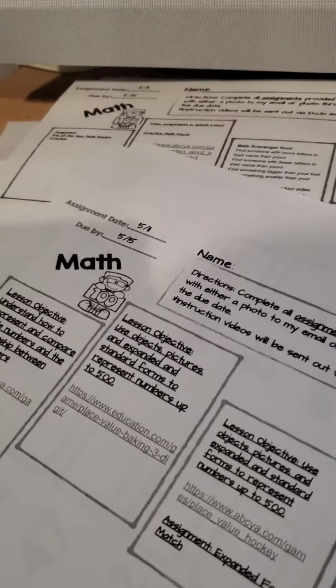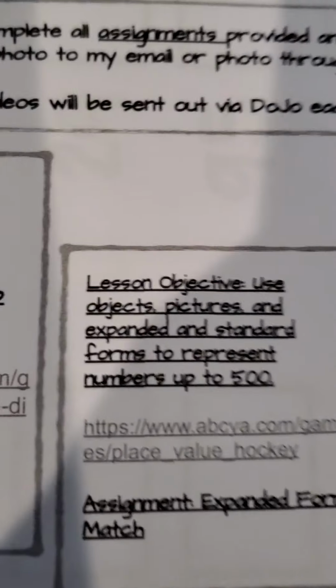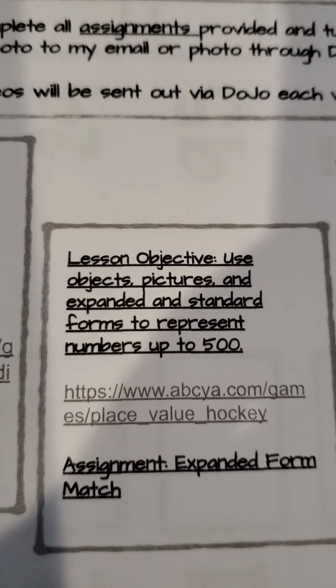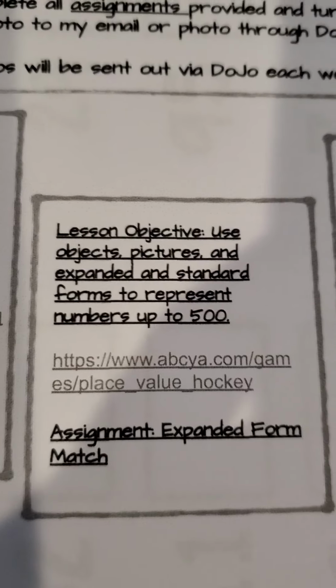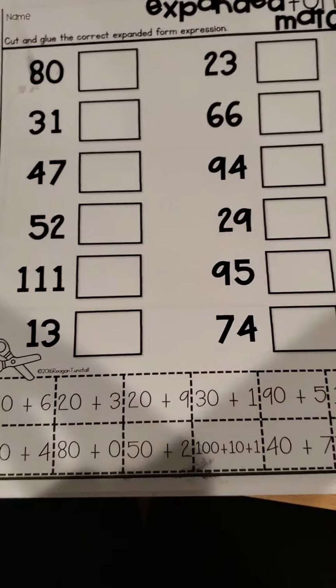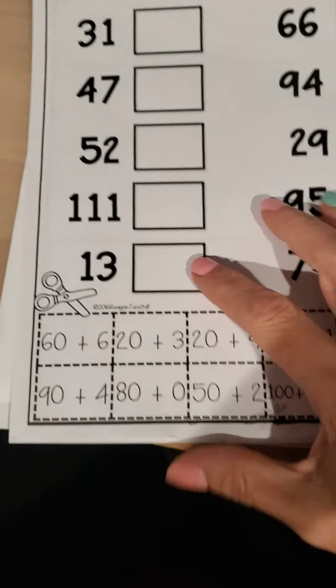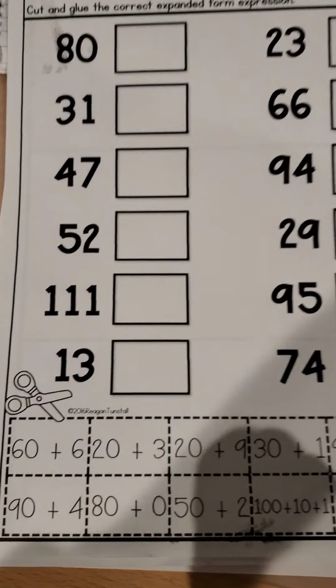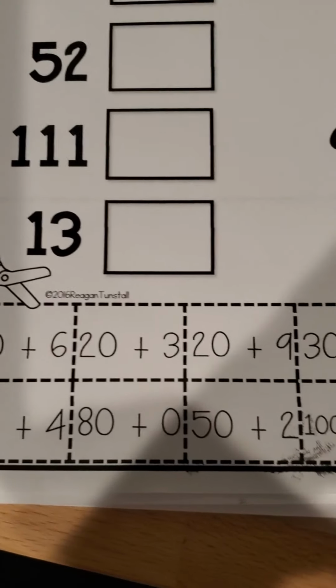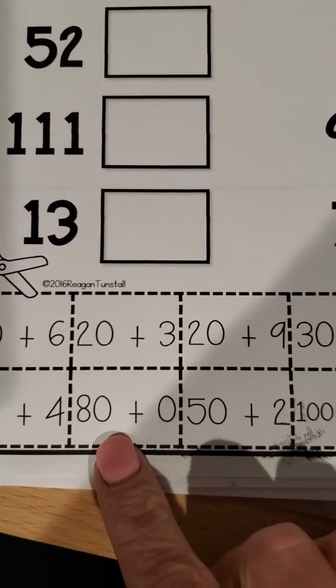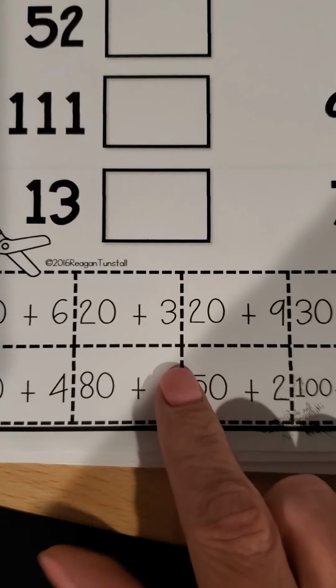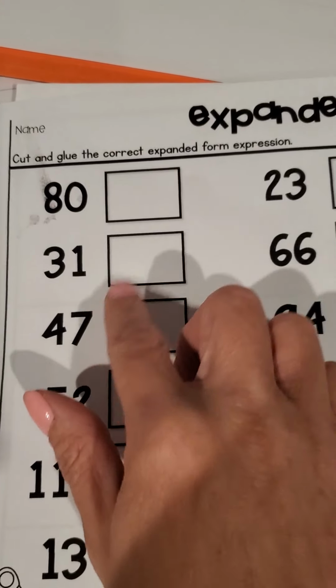All right. Let's look at the next thing. It says your assignment is expanded form match, which is going to look like, I believe, this next page right here. So you're going to look at your number and you're going to look down here. Let's do the first one together. It's 80. So let's look down here and see which one is expanded form. Well, there it is. 80 plus 0. So we're going to cut and we're going to paste up there.